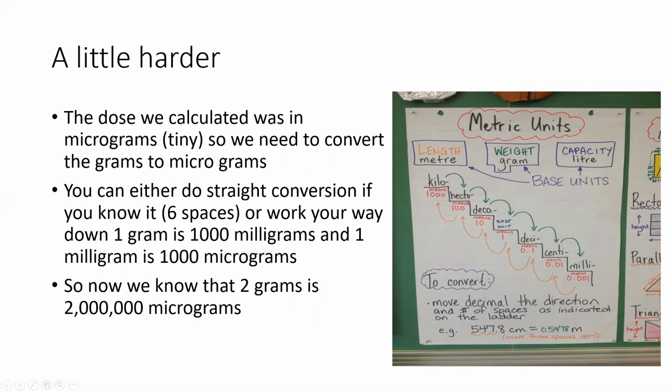So the dose we calculated was in micrograms, that's the tiny one. So we need to convert the grams to micrograms. You can either do a straight conversion if you know it, it's 6 spaces, or work your way down. 1 gram is 1,000 milligrams, and then 1 milligram is 1,000 micrograms. So here it is, move the decimal the number of spaces. 1, 2, 3, 4, 5, 6. We need to add 6 zeros. So 2 grams is 2,000,000 micrograms.